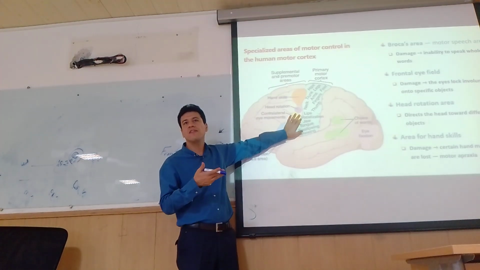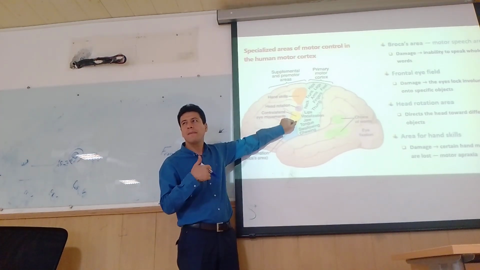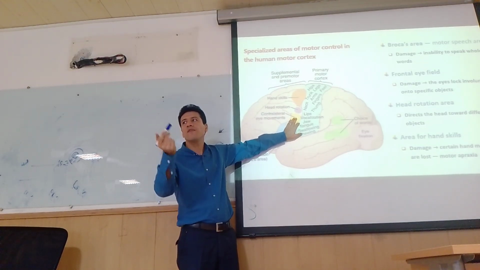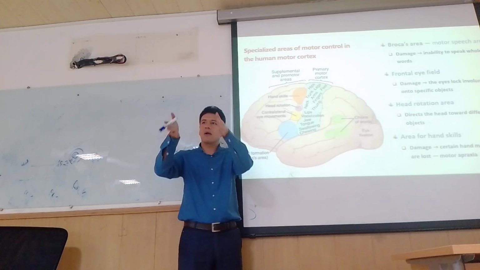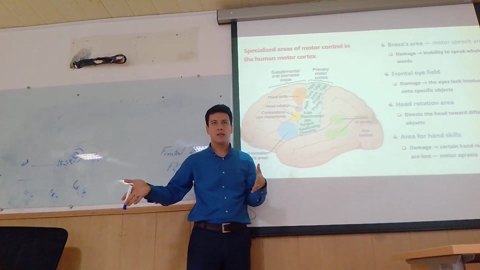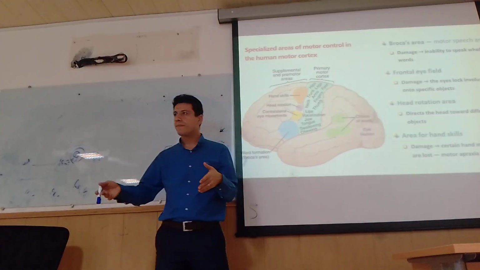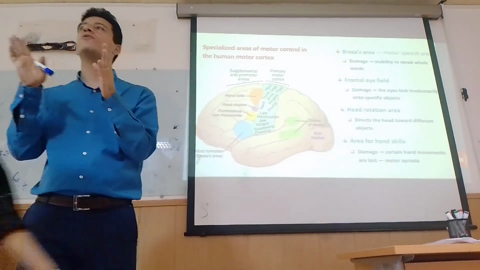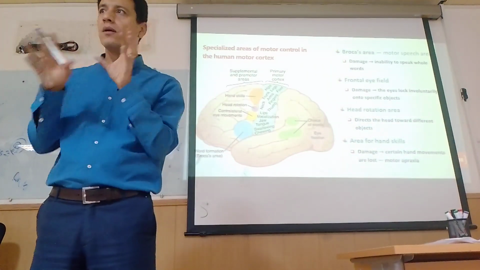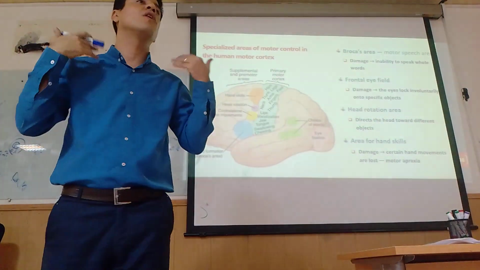If in a patient this area is lost, the patient is no longer able to move their eyes and fixate on different objects. The eyes are locked on some objects involuntarily. Okay? So the patient is not able to move the eyes. The eyes actually move, but they are not under the control of the person.